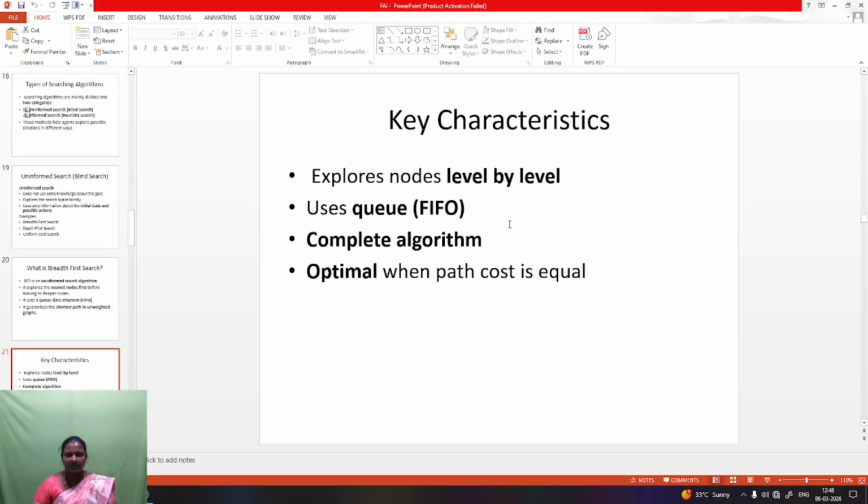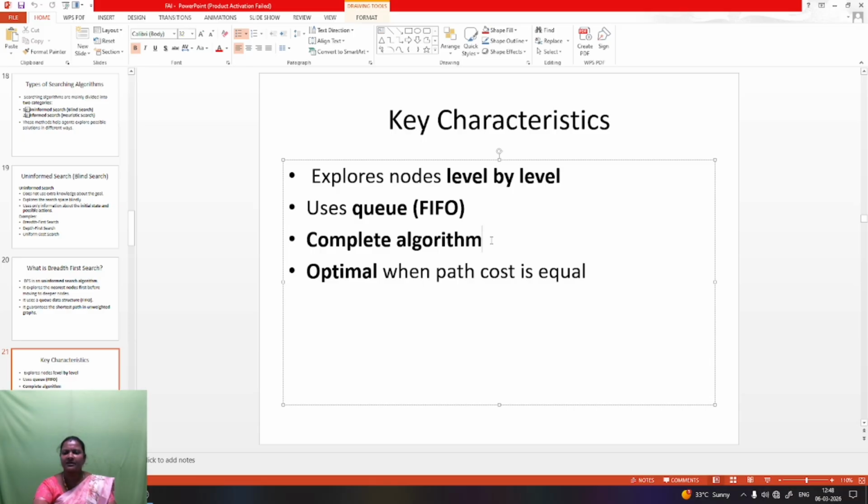Characteristics. It explores nodes level by level. It uses queue technology for its implementation. We termed this a complete algorithm. Complete algorithm means it will surely find the goal if there is one. So we termed this a complete algorithm, because in breadth first search, we visit each and every node. So surely we can find the goal node.